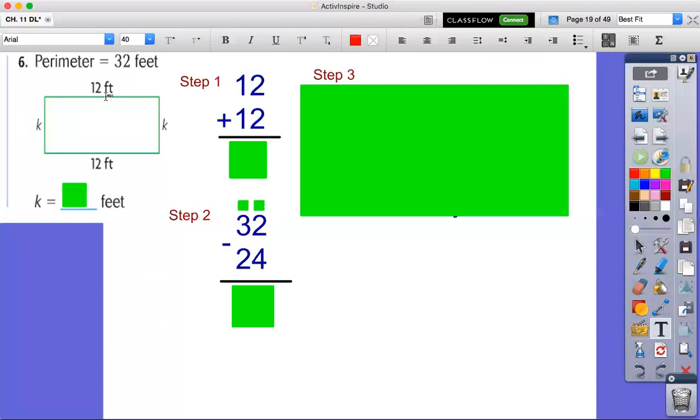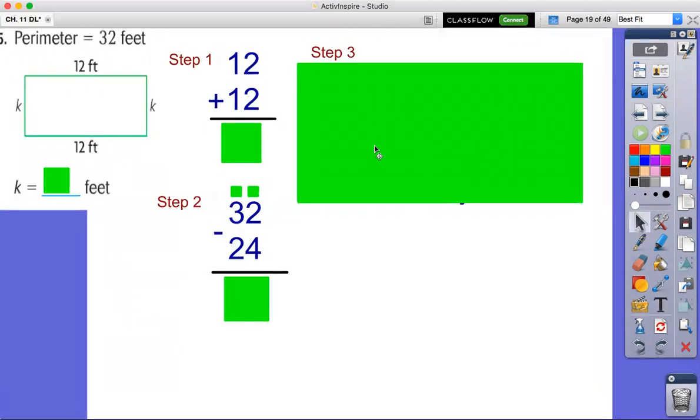All right, so we have our perimeter. Again, 32 feet. They've given us the perimeter. This time we have to find both sides. Okay, so step 1, we're going to add what we already have. We're going to find out what we already have. 12 plus 12. What is 12 plus 12? 2 plus 2 is 4. 1 plus 1 is 2. So 24.